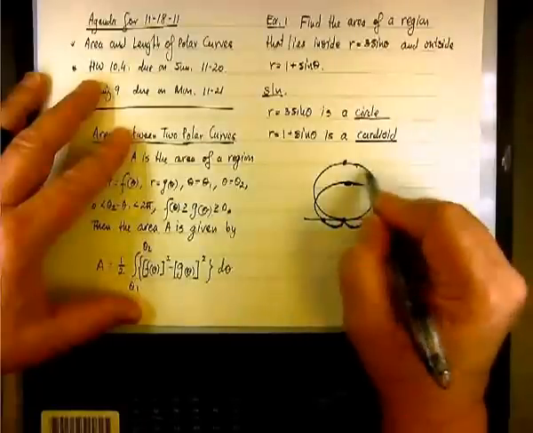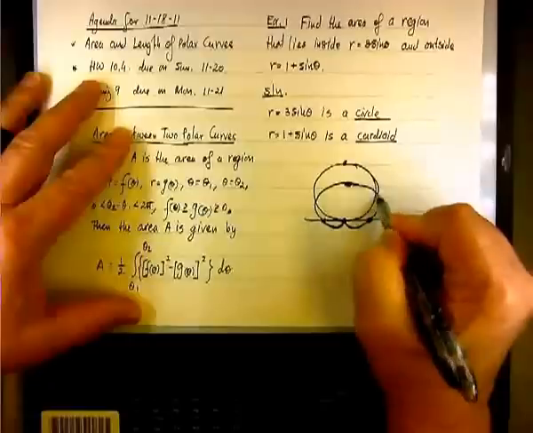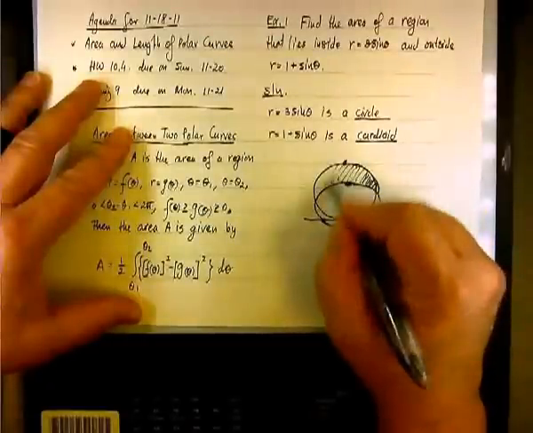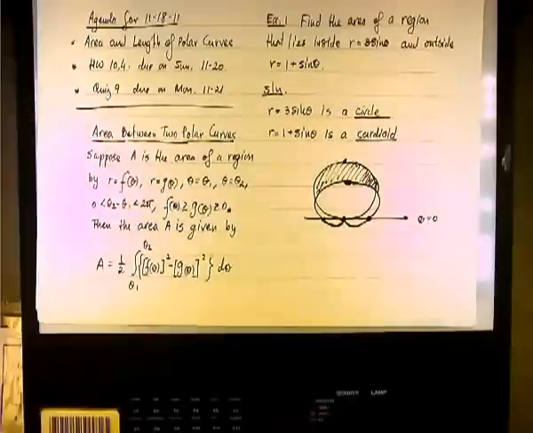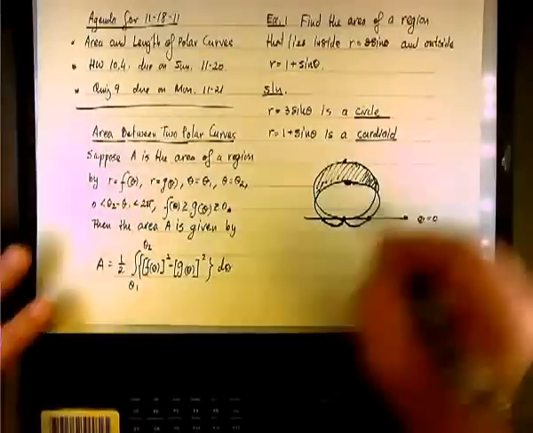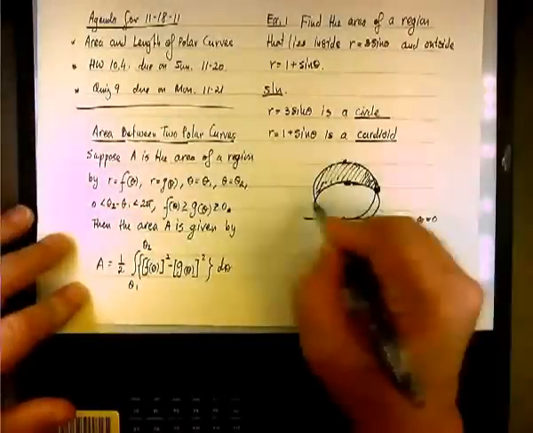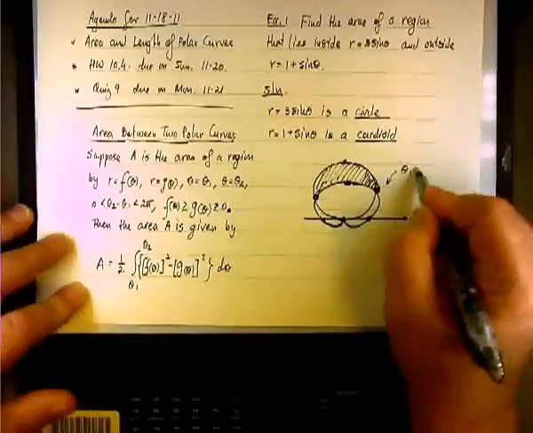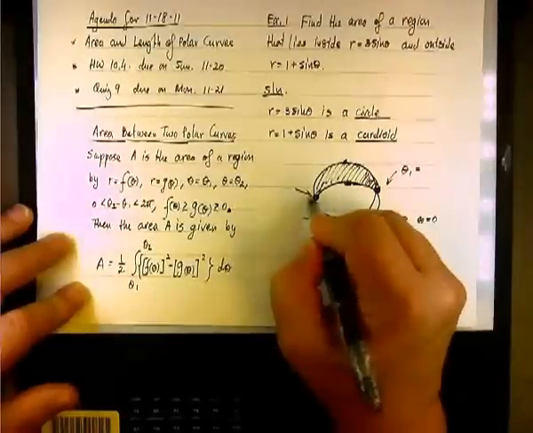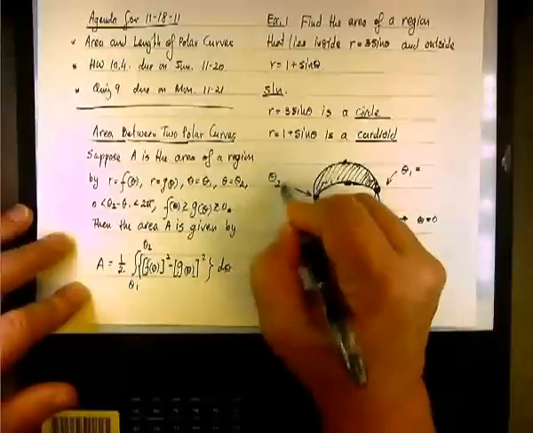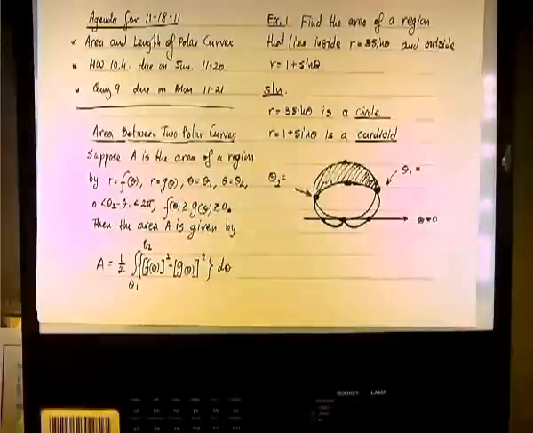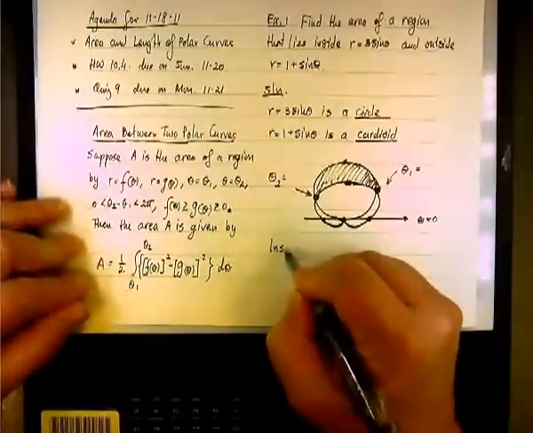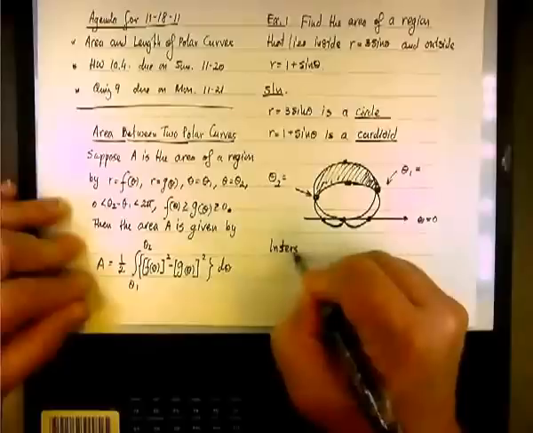The region whose area we need to find is shaded like that. It's like a moon shape. And of course, we need to integrate from theta 1 to theta 2. This is theta 1, whose value we need to find, and this is theta 2, whose value we need to find. And we need to find them by looking at the intersection.